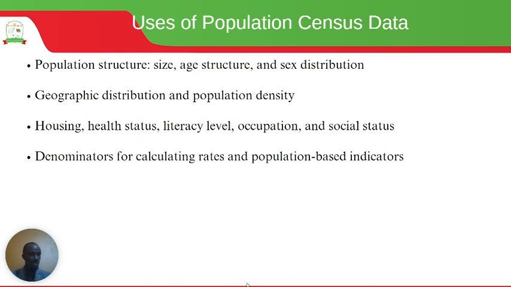And the use of population census data, for example, is that it provides information on the population structure, where we look at the size of the population, the age structure of that population, which age group has the most people, the sex distribution, males and females. It also goes on to provide insight on geographical distribution and population density, the housing status of the people in that country where the population census has been conducted, the health status, the literacy level, how educated they are, occupation, and social status.